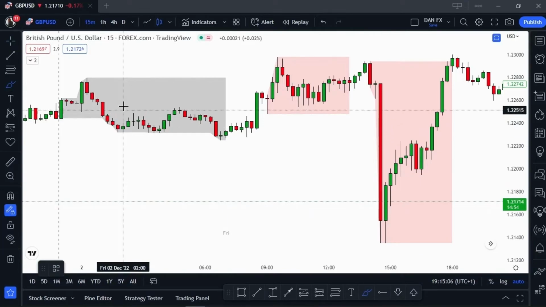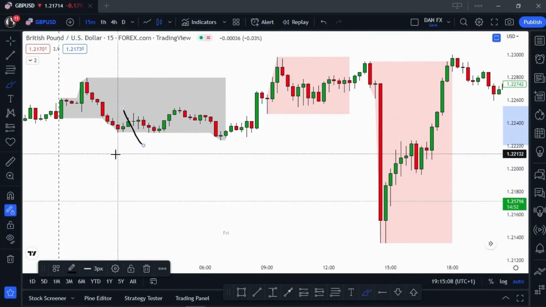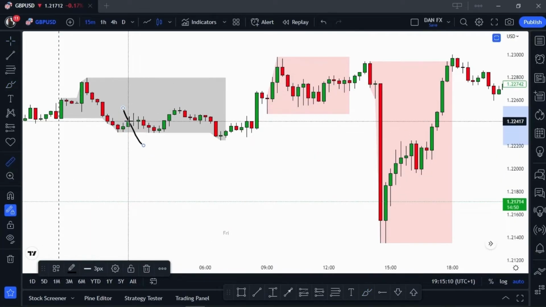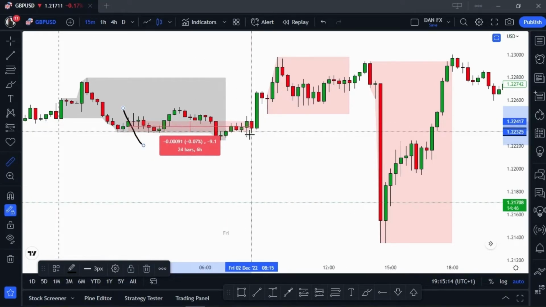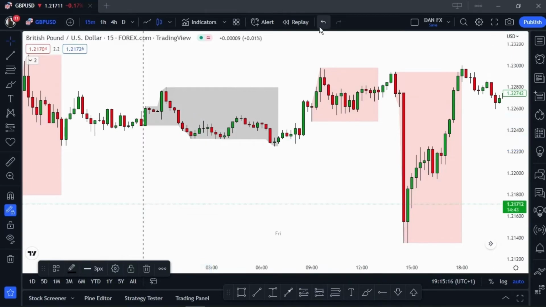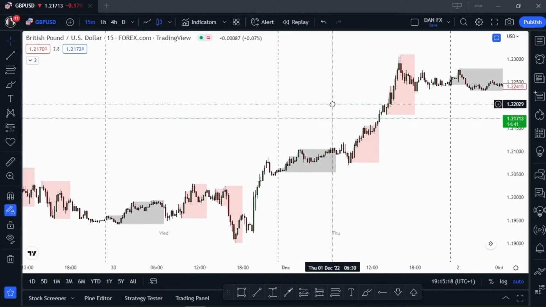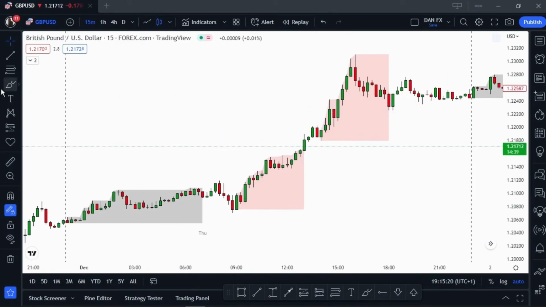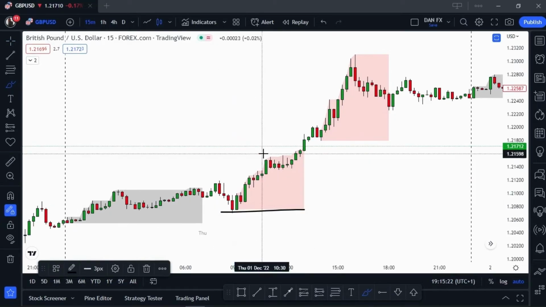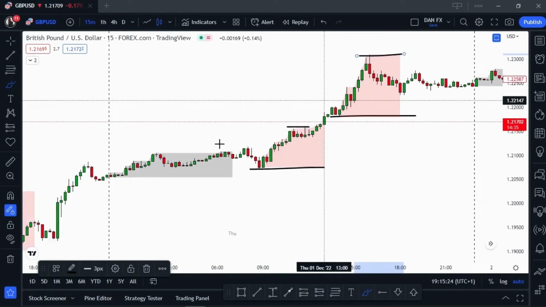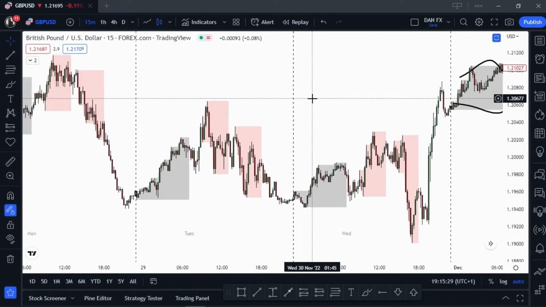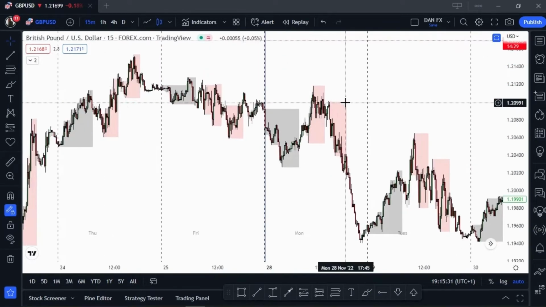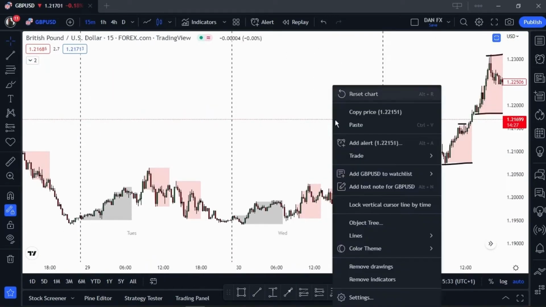If you enter a trade here, let's say you entered on a buy here, you would be stuck in the consolidation for about 5 hours plus before they actually made this move. So don't trade the Asian session, trade the London session or the New York session. You can see these are the volatile times. The Asian session didn't go anywhere. Sometimes they would move during the Asian session, but that really depends on the pair you're looking at.